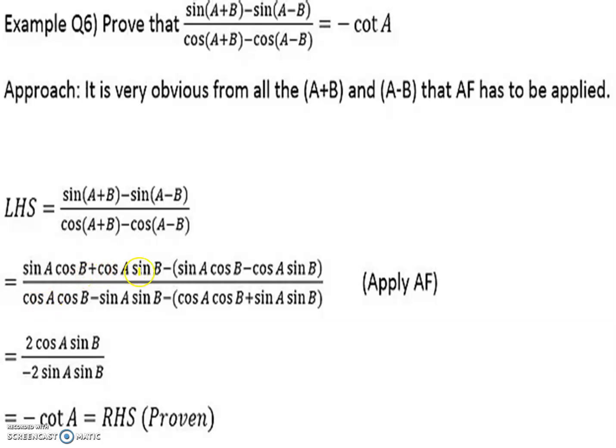Here also we have to cancel some terms. Cos A cos B and cos A cos B are cancelled. Then here we have to equate the sin A sin B terms. So 2 times cos A sin B upon minus 2 times sin A sin B. We know that sin B gets cancelled. Cos upon sin is cot, and the 2 gets cancelled with the minus 2, but the minus remains the same. So minus cot A, which is the right hand side.